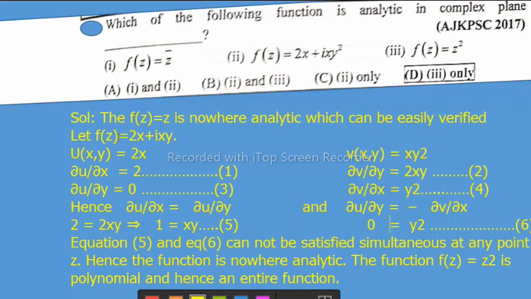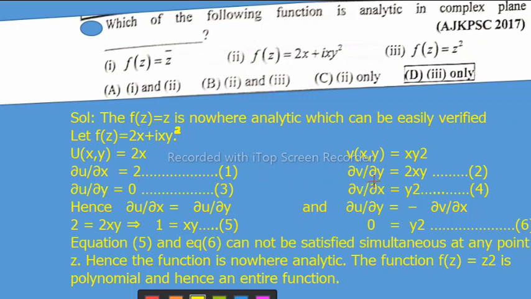Let's suppose f of z is equal to 2x plus iota x y square. Here u is equal to 2x, v is equal to xy square. So partially differentiate with respect to x. So derivative of 2x partially differentiated with respect to x is equal to 2.